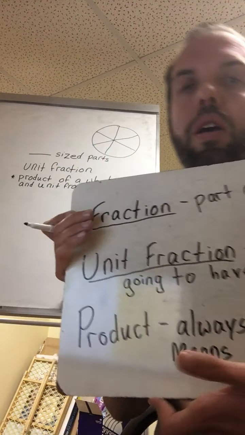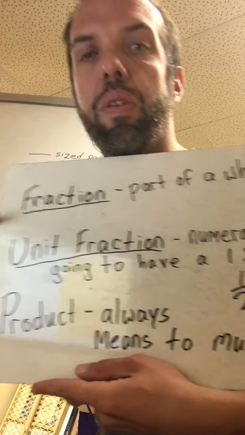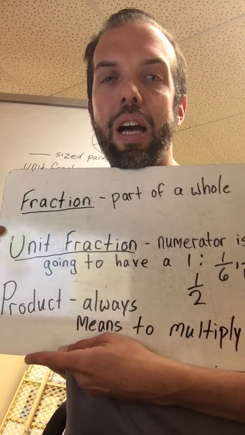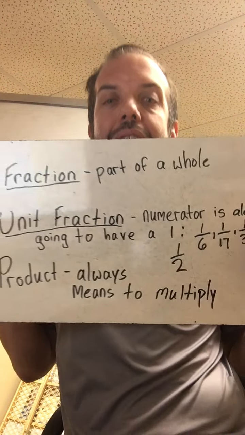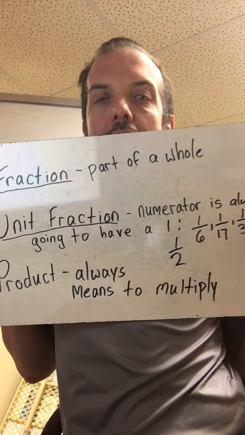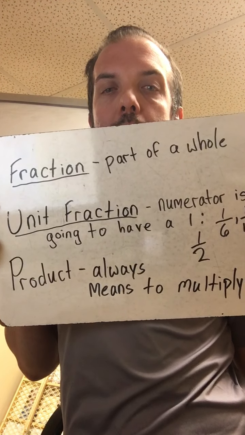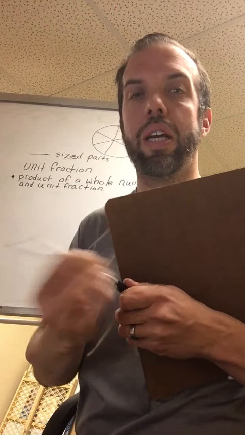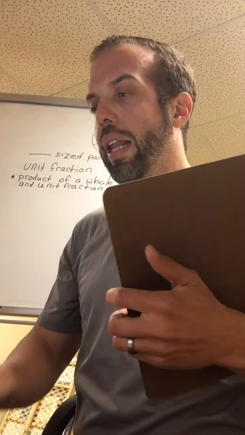So those 3 things you need to know for this lesson. A fraction is part of a whole. A unit fraction is one piece of that fraction. And a product always means to multiply. Okay? So that's the first thing that we need to understand to be successful today. All right, let's dive into the book.